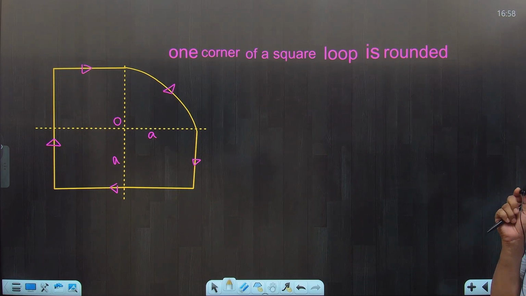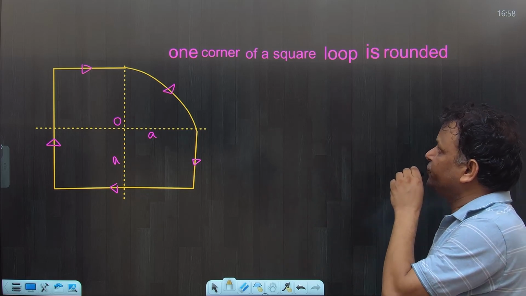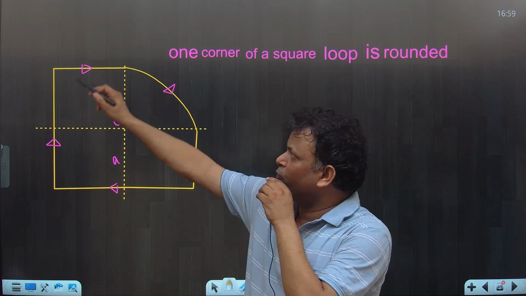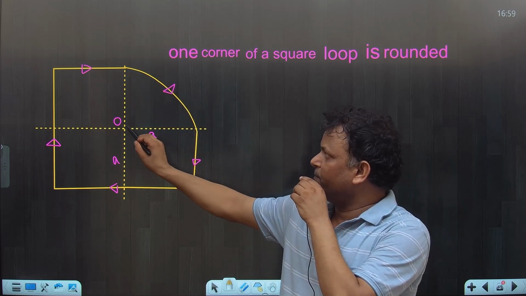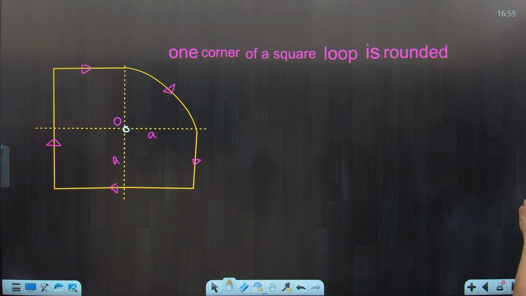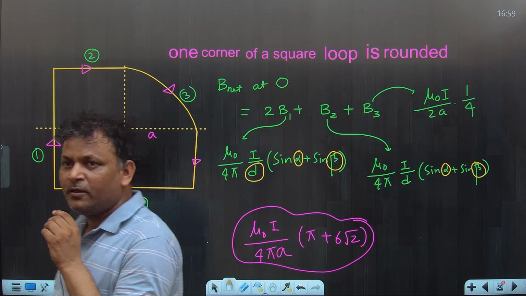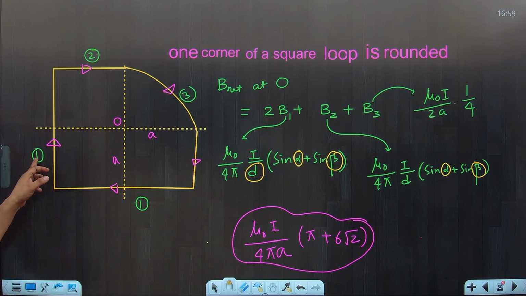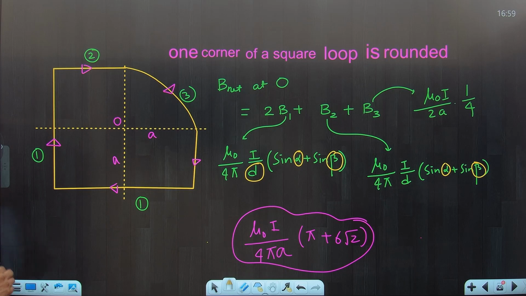This is now one corner of a square loop is rounded. This was a square loop. Now one corner of the square loop is rounded. You find the magnetic field at point O, right? So as you can see, there are 4 parts of this conductor: part 1, part 2, part 3, and part 4. Yes, 4 parts, 1, 2, 3, 4.